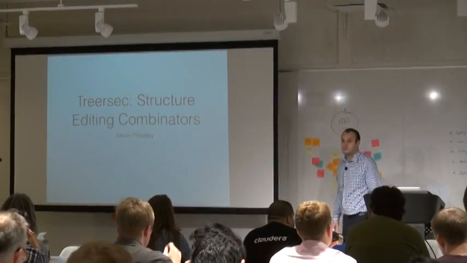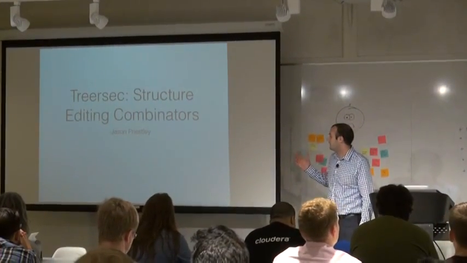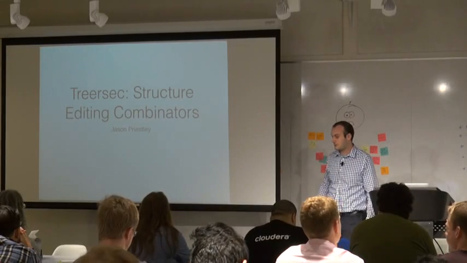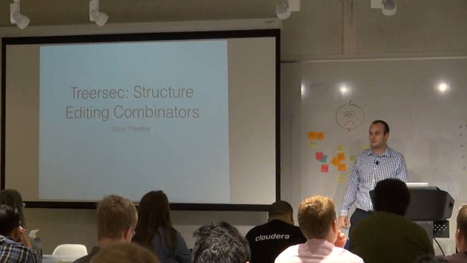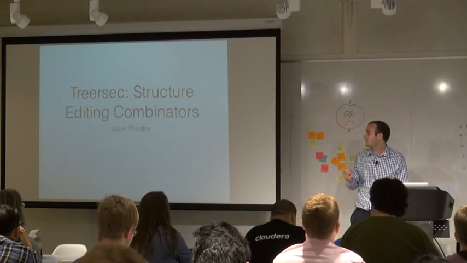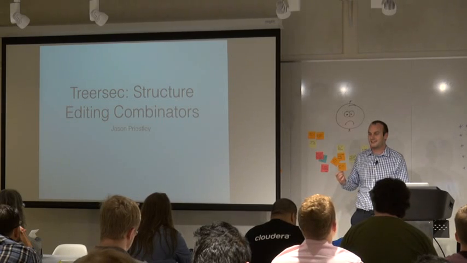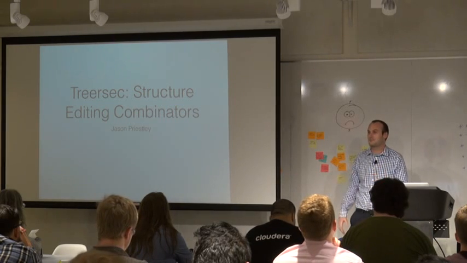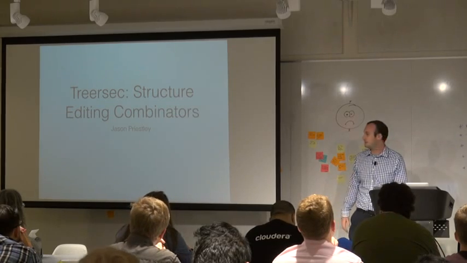So the topic of my talk is structure editing combinators, and this library that I've written that provides structure editing combinators for Haskell. And of course, structure editing combinators is not really something you've heard of. It's kind of my attempt to describe this, but it hasn't really been done before, to my knowledge.